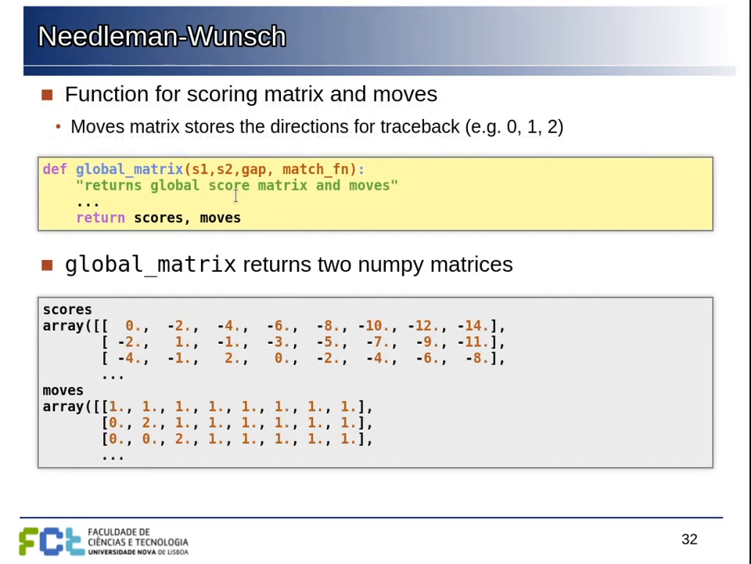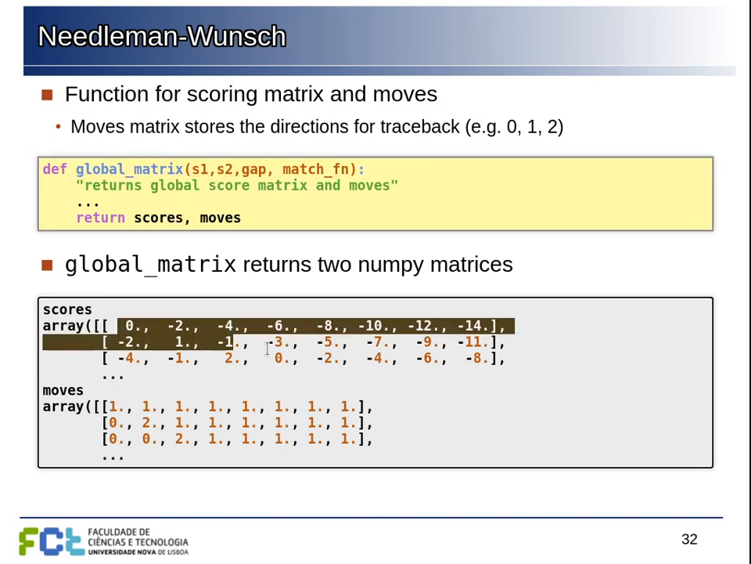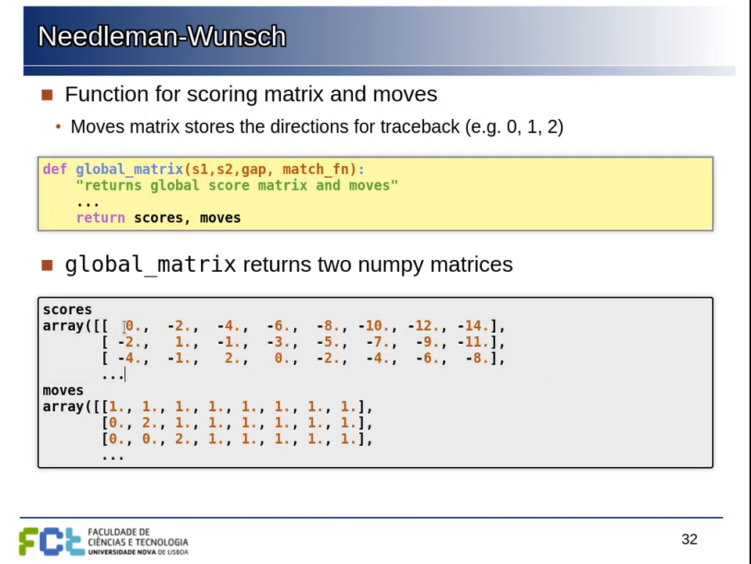Now we're going to create a function for the global alignment that's going to create two matrices. One with the scores, and this is the one that we saw how to compute. So you start with the gap penalty. So this function receives the sequence 1, which will be here on the rows, sequence 2 on the columns, and then the gap penalty.